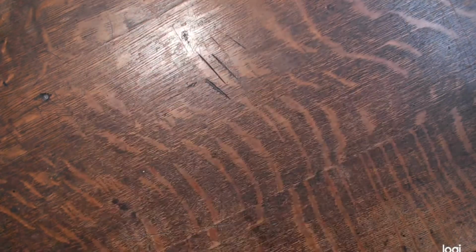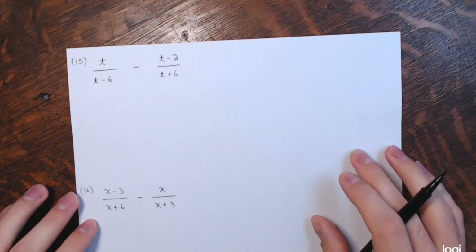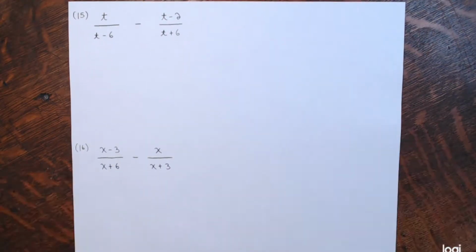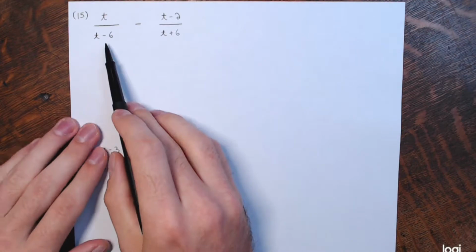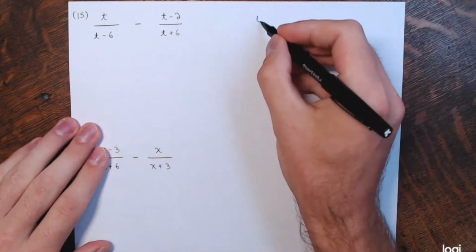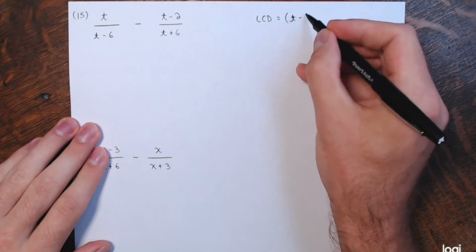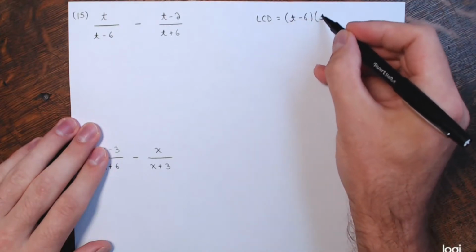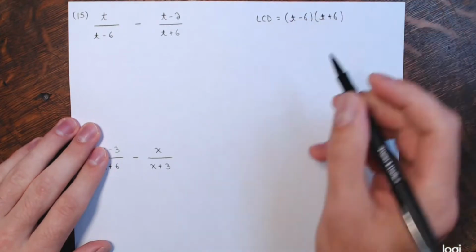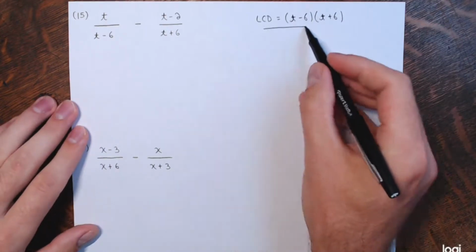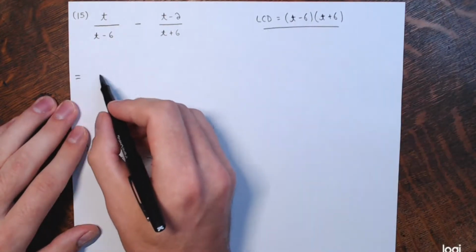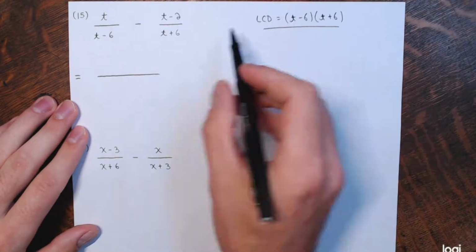Okay. Now we're still doing the same procedure, only this time a little easier for these next few examples. Example 15. See how the denominators are already factored, so I can tell you the LCD right now is going to be t minus 6 times t plus 6. And that's going to be the denominator of the difference.